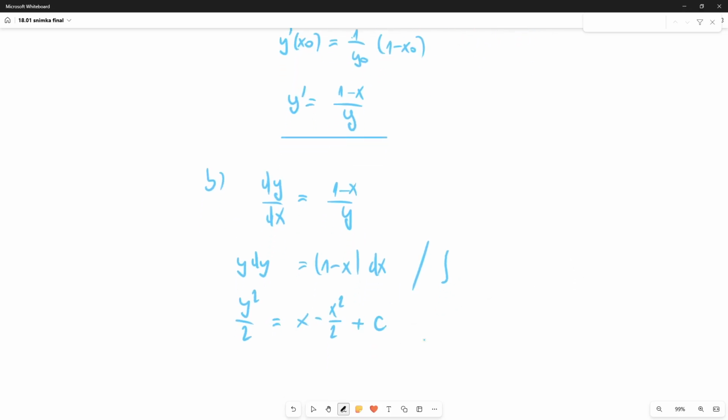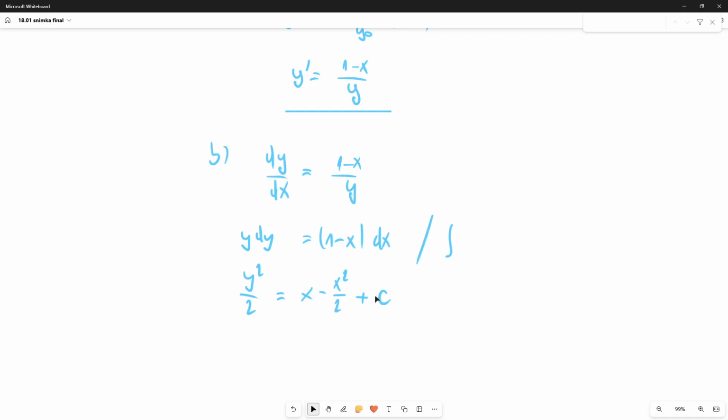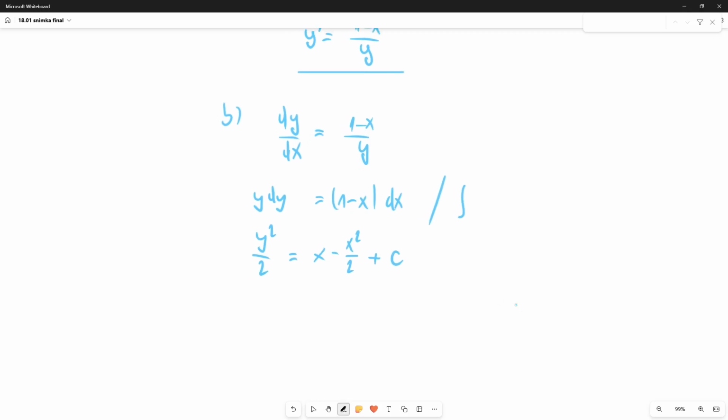This constant c is a real number, but it depends on the initial conditions given for the differential equation. In this case, we are not given initial conditions, so we actually have a family of curves that satisfy this differential equation. We can also write this equation down in a more palatable way, so that it shows exactly what kind of curve we're dealing with. This is necessary for part C, so let's do this.